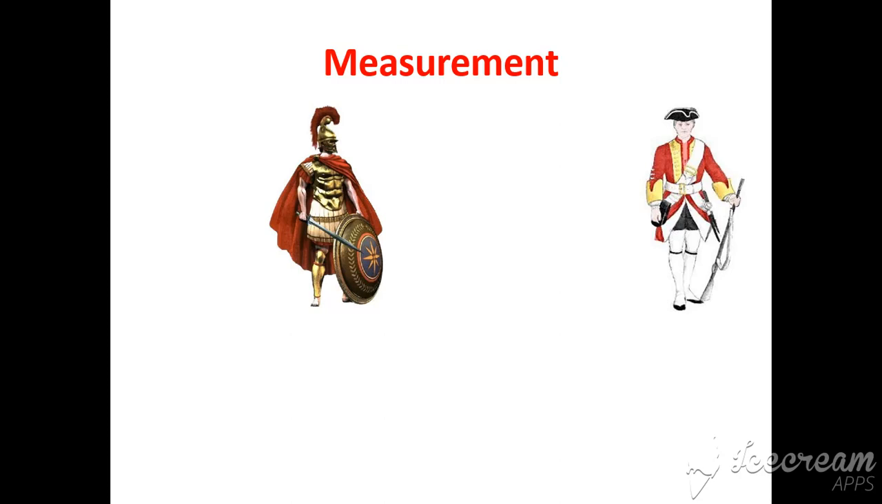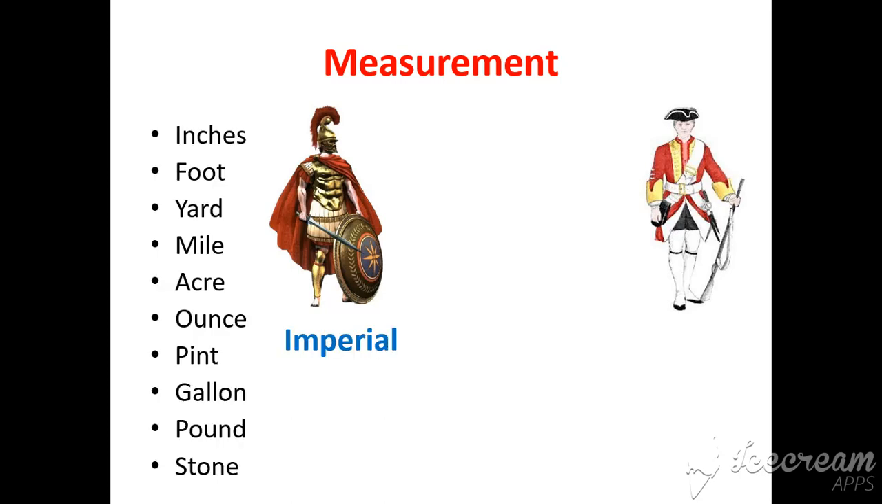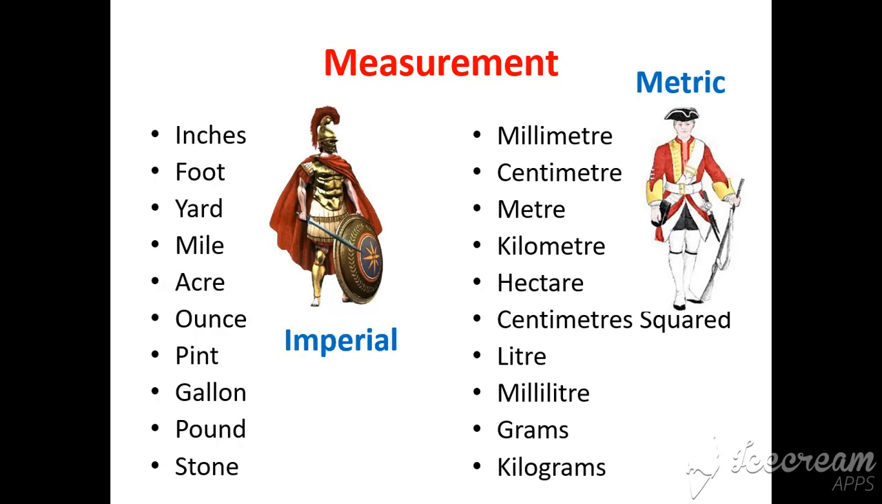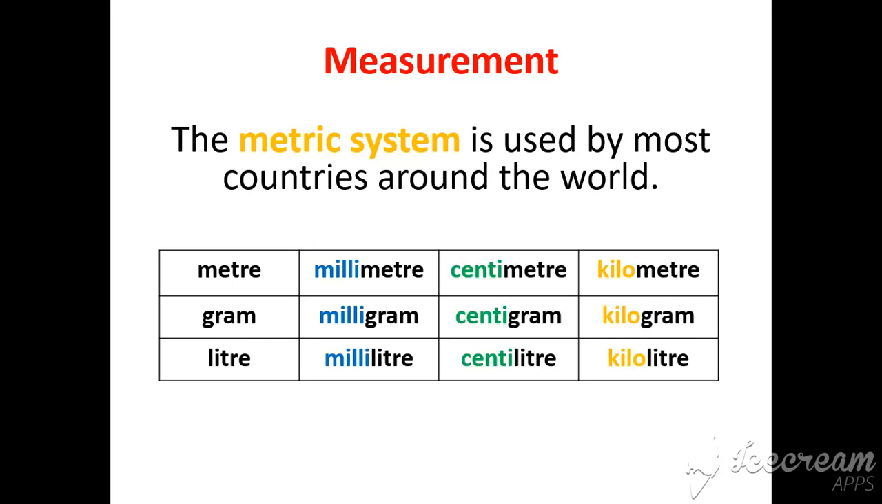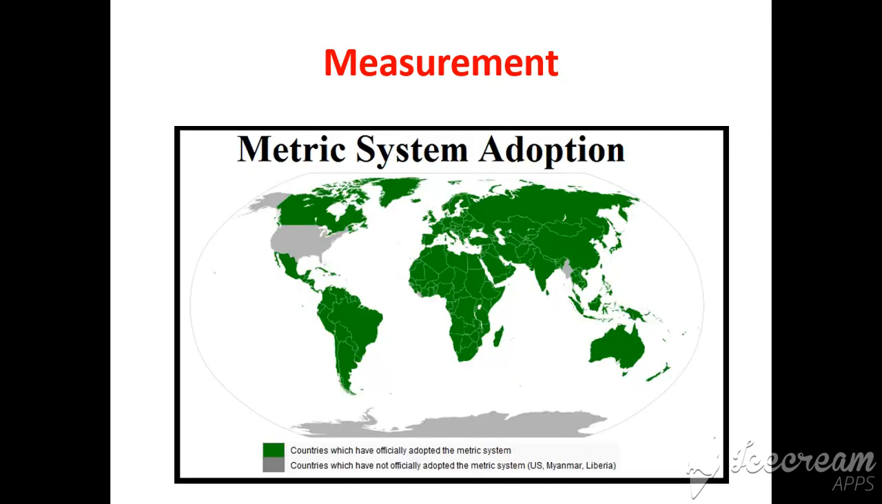Right, well, measurement, we have the old system, the imperial system, and the new system we use today called the metric system. The new system basically takes these three words, meters, grams, and liters, and adds in these prefixes of milli, centi, and kilo, and other words we'll talk about as we go on. You can see here that most countries in the world have adopted the new metric system, with a few still using the old imperial system.